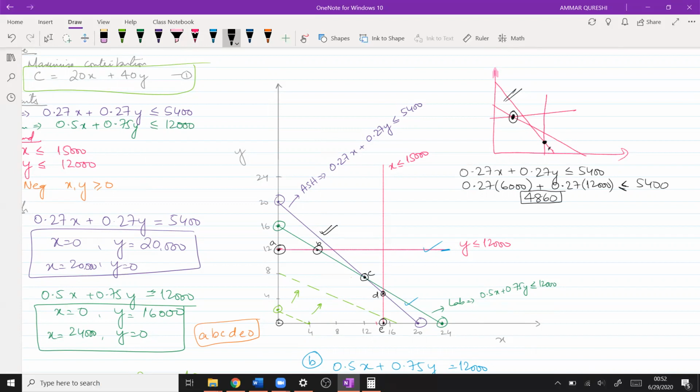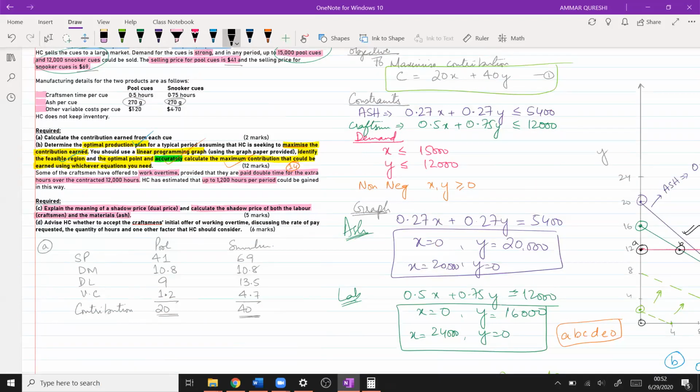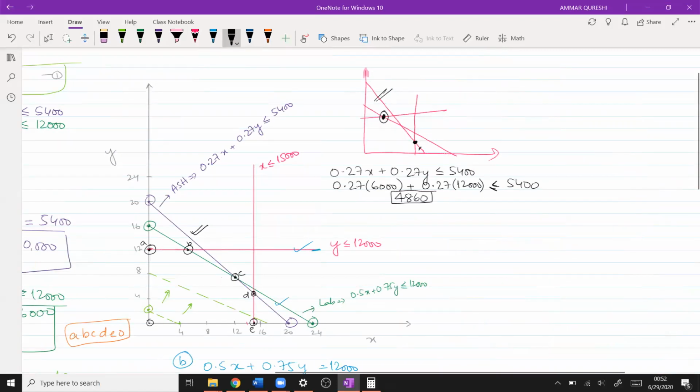So material is not an issue here. Material is in slack. So there will be no shadow price of material, despite the fact that they are asking you to calculate the shadow price of material as well. You will write that since material is in slack, therefore the shadow price of material is 0, right?